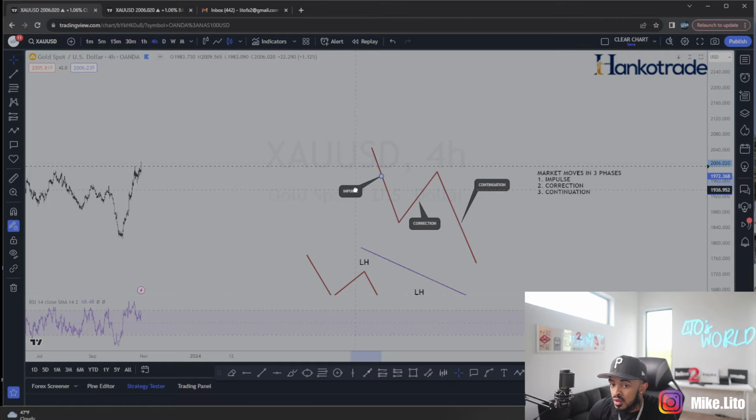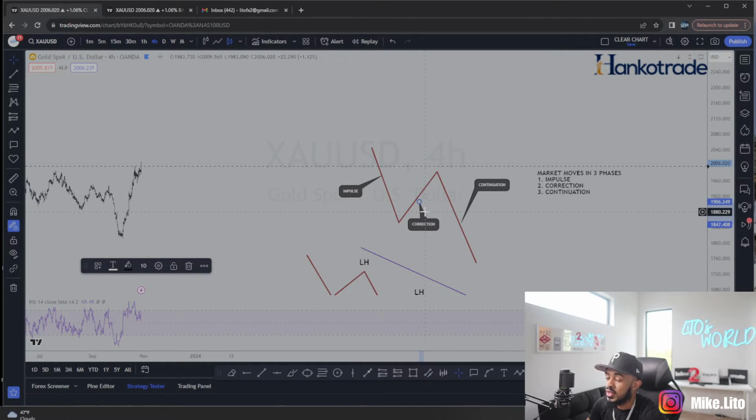Our impulse is our aggressive push to start our initial move, right? Our correction is our corrective move where price starts to take a breather before it gives us our overall continuation move. I like to equate it to running track, right?